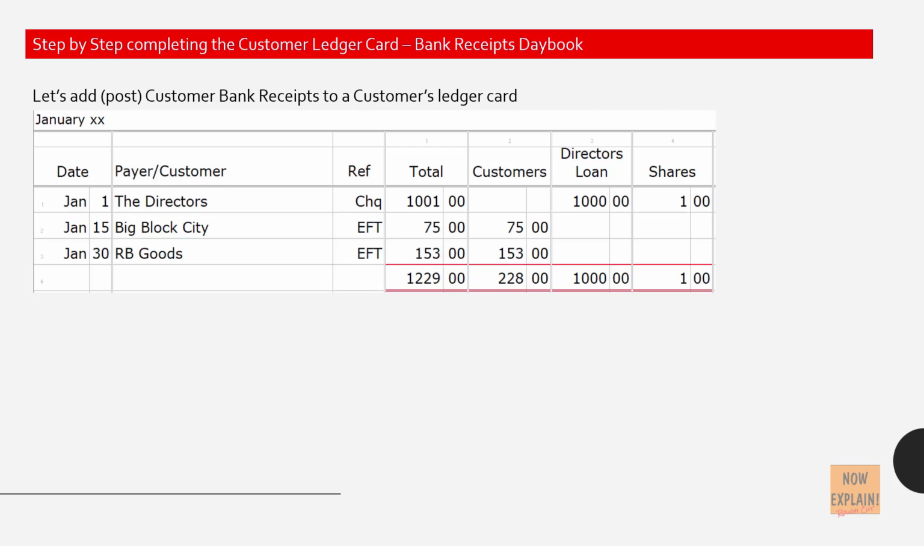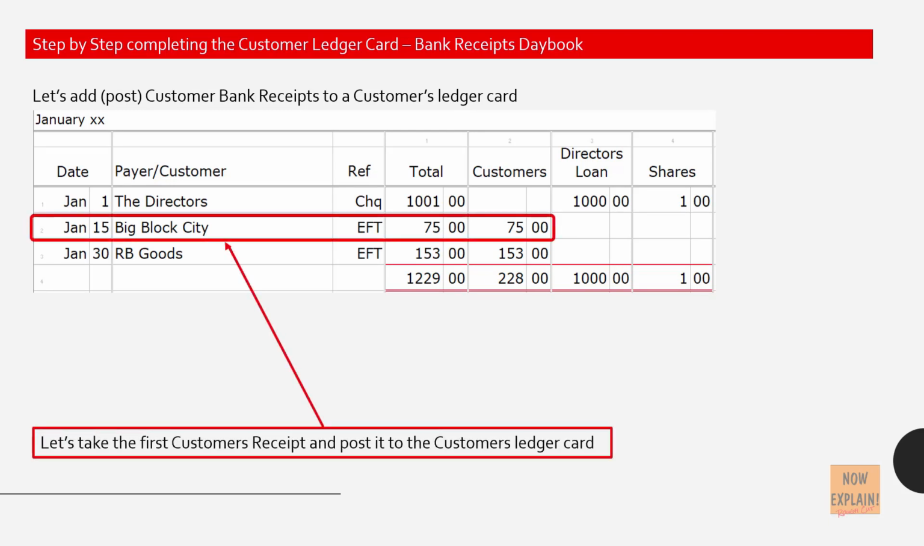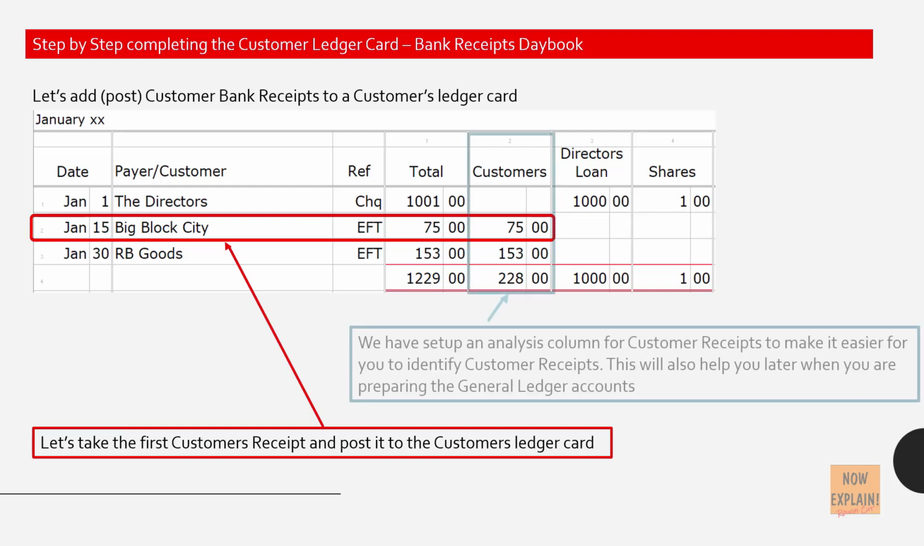So let's add or post a customer bank receipt to a customer ledger card. Let's take the first customer receipt and post it to the customer's ledger card. We have set up an analysis column for customer receipts to make it easier for us to identify customer receipts. This will also help you later when you are preparing the general ledger accounts.